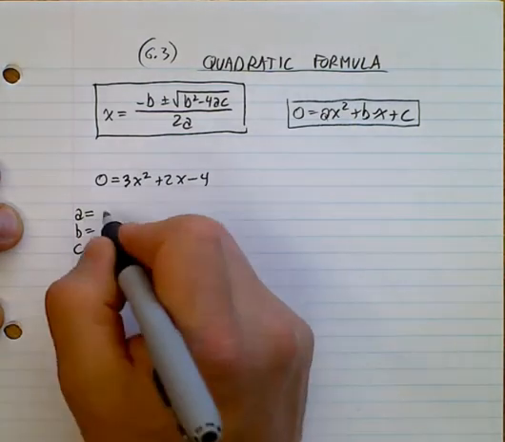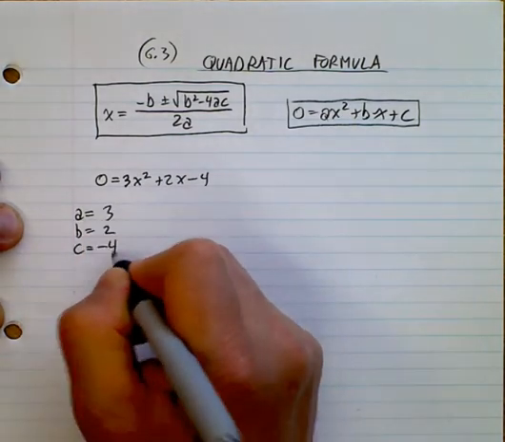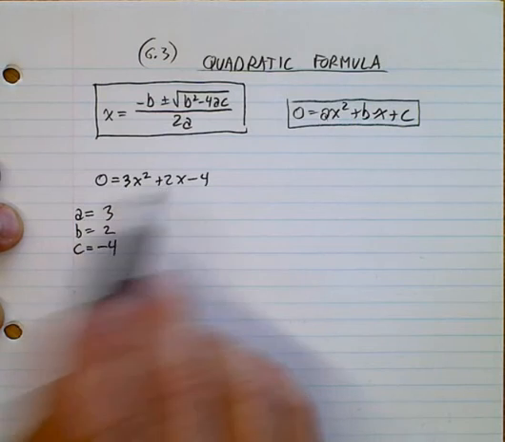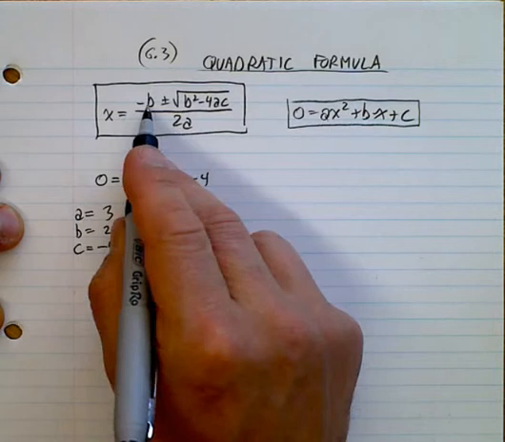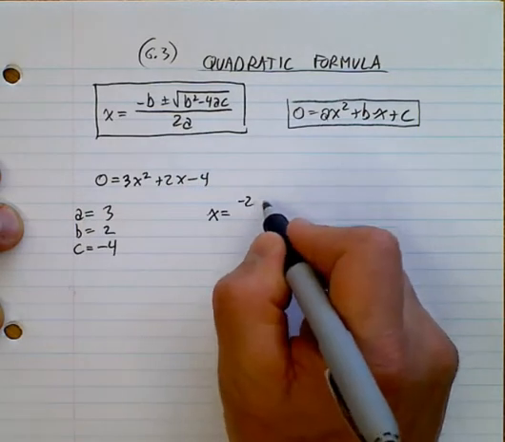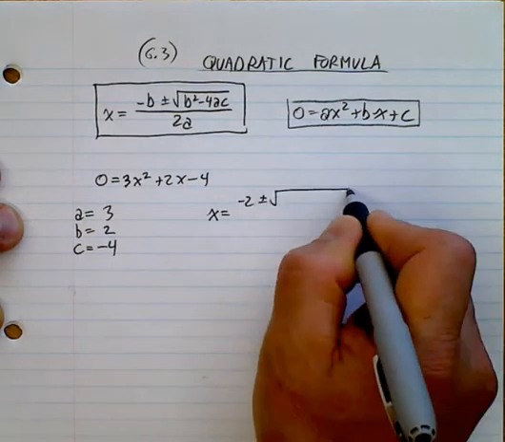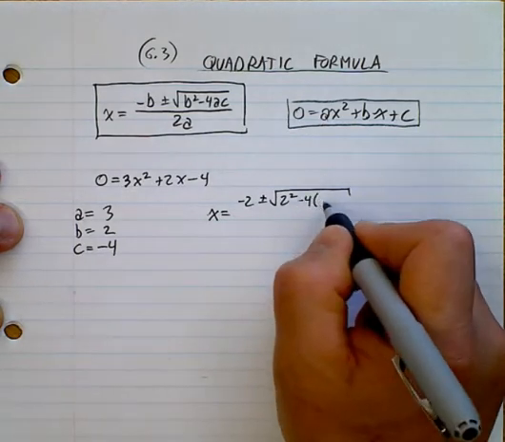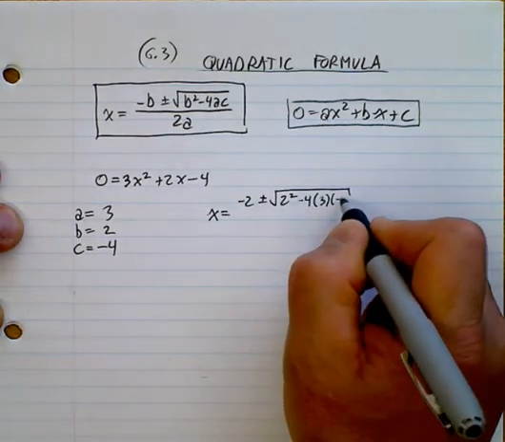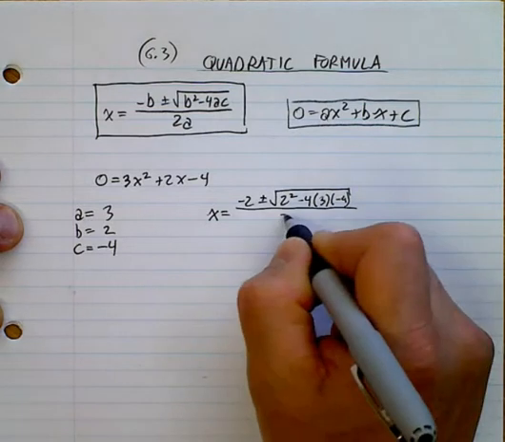Okay, you got a 3 and a 2 and a negative 4. So a, b, and c. Okay. What we do then is we plug them straight in. So negative b, so that's negative 2, plus or minus the square root of. I'll write it all out so that you can see the math here. 4 times 3 times negative 4 all over 2 times a.